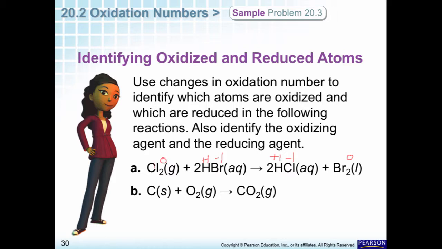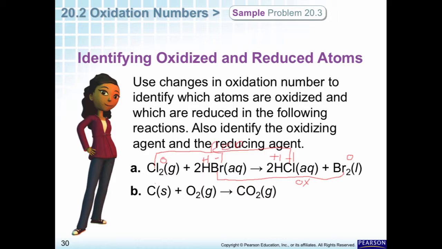So let's do this. This is our chlorine. This is our bromine. And notice the hydrogen is the same on both sides, so we don't have to worry about it. So this goes from 0 to -1. So that's a reduction. This goes from -1 to 0. It's getting more positive, so that's an oxidation. So this is oxidation. This is reduction.